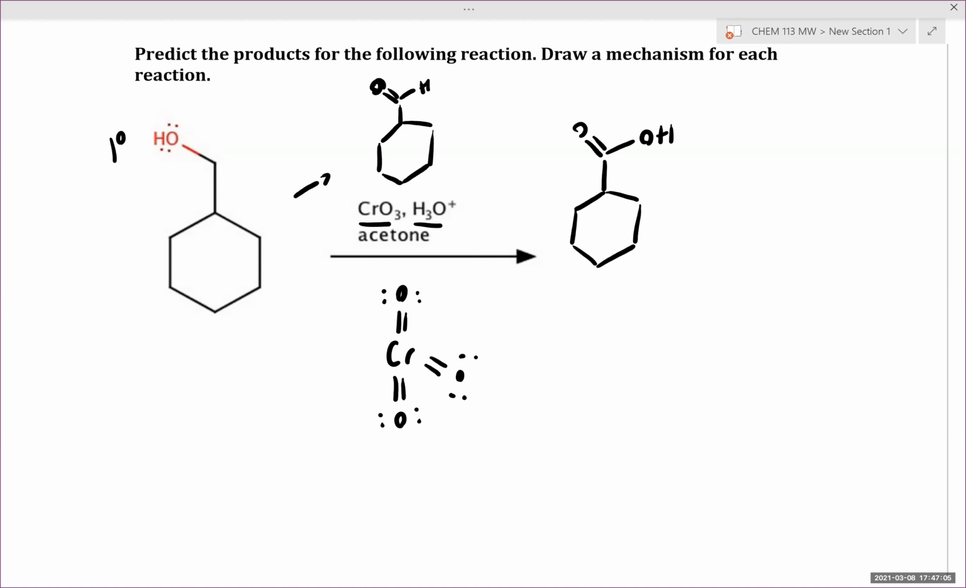And I'd like to see some proposals for the mechanism. First, how do we get to this aldehyde? And second, how do we oxidize the aldehyde up to the carboxylic acid under acidic conditions?